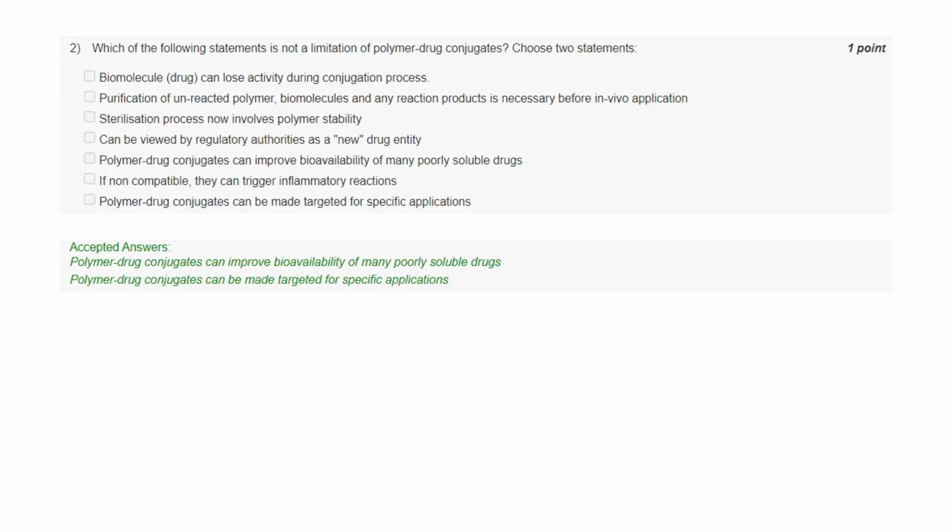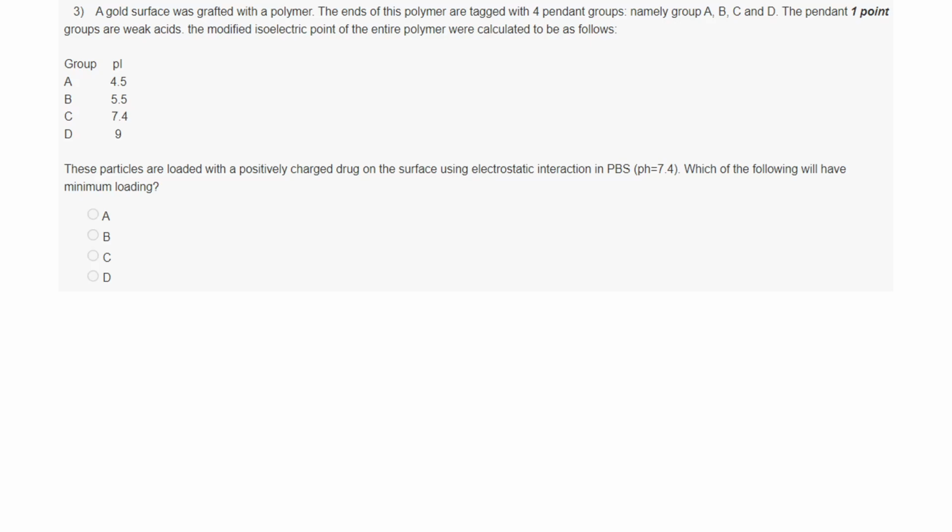Okay. Thank you. Then the next question was, a gold surface was grafted with a polymer. The ends were tagged with 4 different pendant groups, A, B, C, D, which are weak acids. And the modified isoelectric point of the entire polymer was given to us. We have been asked that these particles are loaded with a positively charged drug on the surface using electrostatic interaction in PBS, which has a pH of 7.4. Now we were asked which of these pendant groups will have the minimum loading.